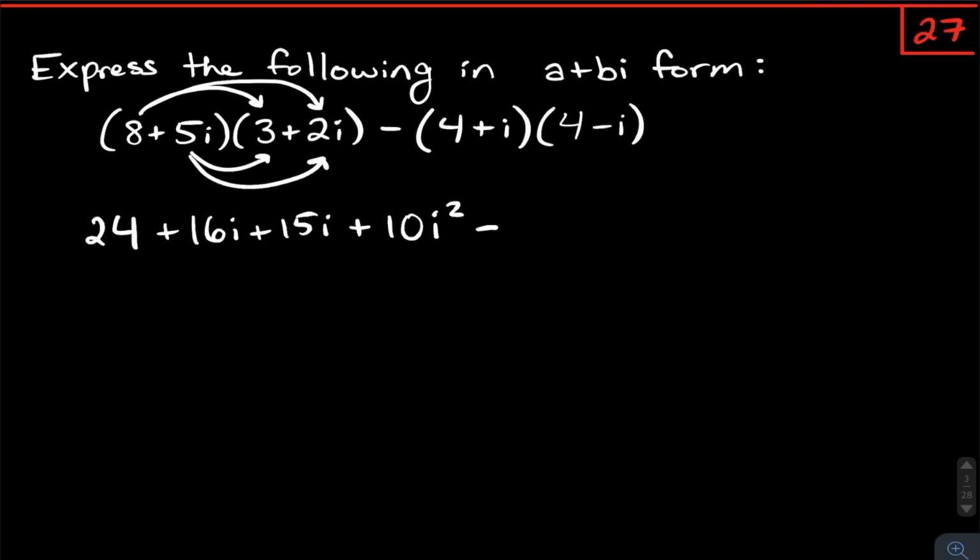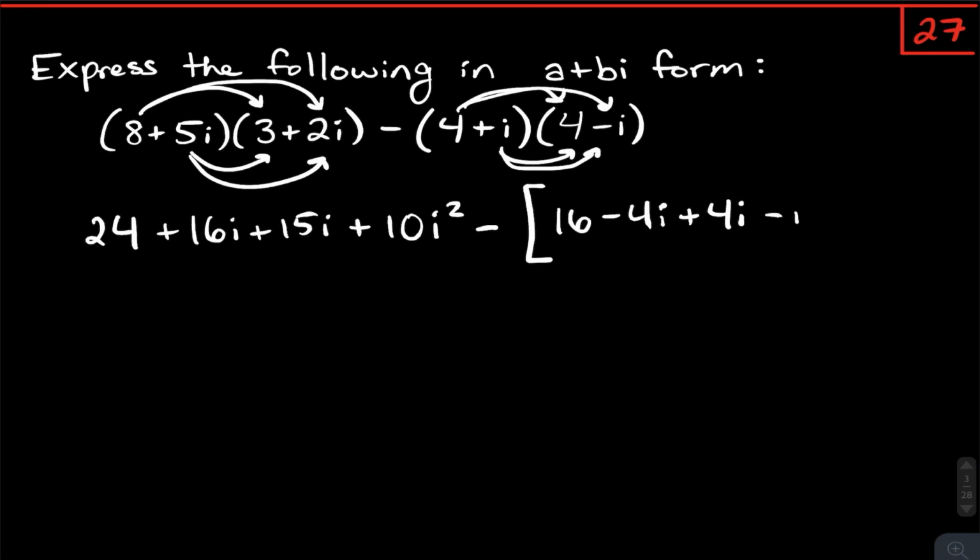We have minus, and make sure that you realize that you're going to have to distribute this negative eventually. So what I'll have coming after this will just all be in brackets. We'll have the 4 times the 4, that's 16. We'll have the 4 times the negative i, that gives us negative 4i. An i times 4, 4i, and an i times a negative i, which gives us negative i squared.